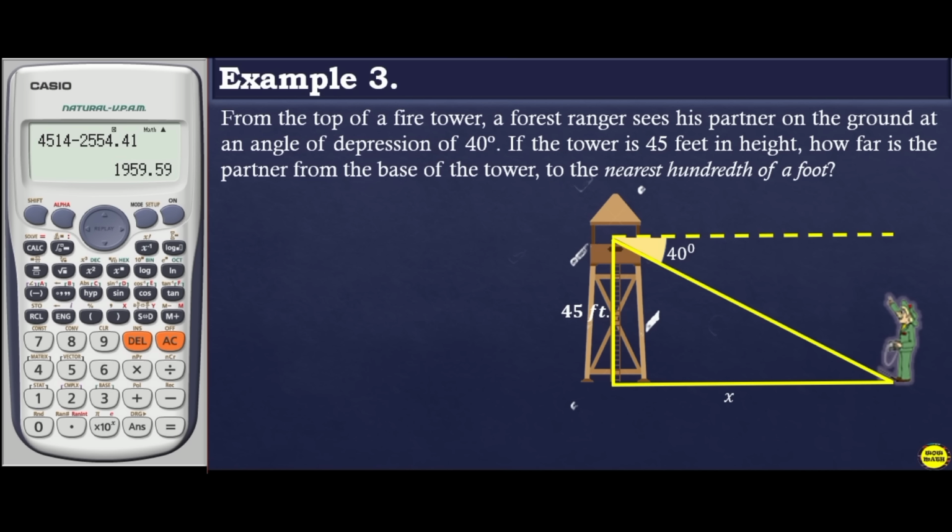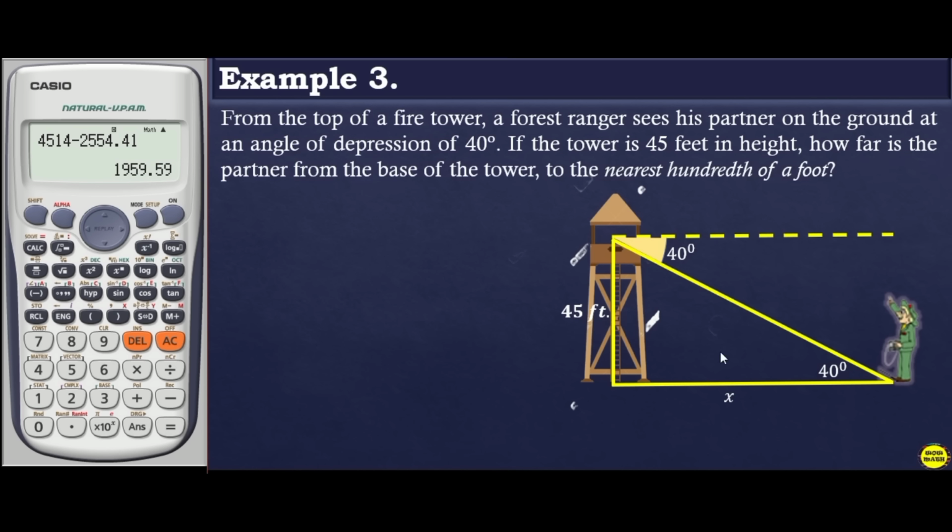Now, you may apply the alternate interior angle. Ano po ba 'yon? Na alternate interior angles are congruent kapag parallel lines. So since parallel po ito, ibig sabihin, etong angle na to, which is the angle of depression, is equal to the measure of this angle. Okay? Because they are what? Alternate interior angles. So, 40 degrees din po ito.